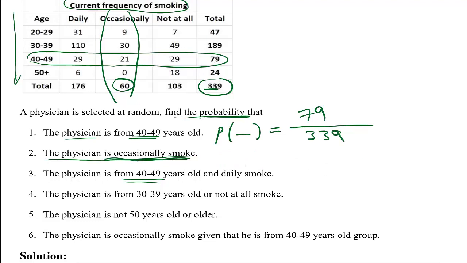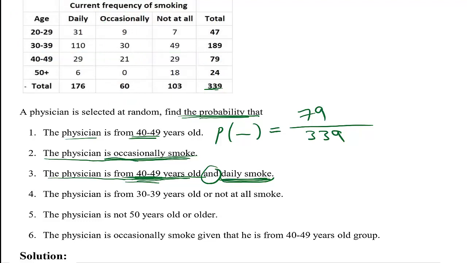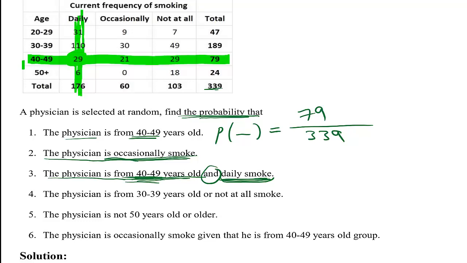What is the probability that this person is from 40 to 49 years old and a daily smoker? This is a joint probability. We are asking about two categories or two characteristics at the same time. He is from this age group and he is a daily smoker. So if we look at the table again, he is from this category and daily smoke, and this one. So the intersection here is 29. It is the probability of the intersection of these two categories, equal to 29 divided by 339.